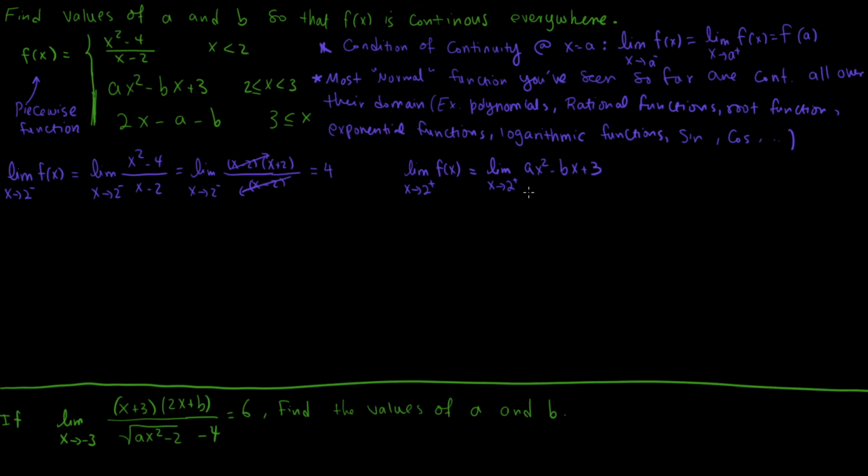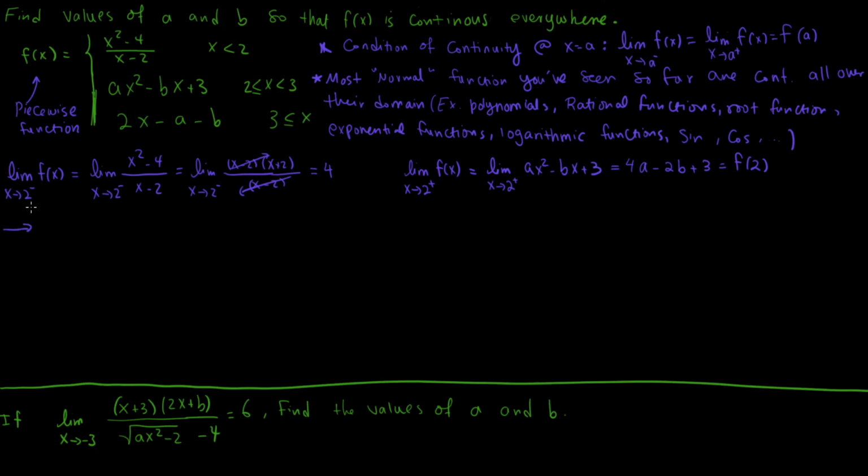And hey, look at that. For this one, I don't have to deal with an indeterminate form or anything. I can just plug the 2 in. So it is 4a minus 2b plus 3. As an added bonus, this is also the same thing as f of 2. Because when x is equal to 2, you're still on the second expression. So if you just plug in 2 in there, you get the same thing as this. So I don't actually have to do a third limit.